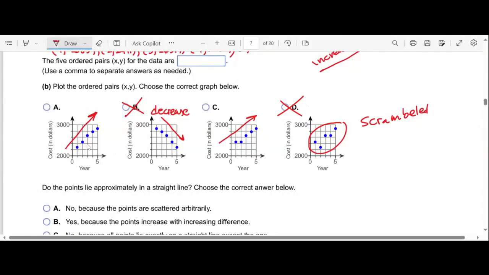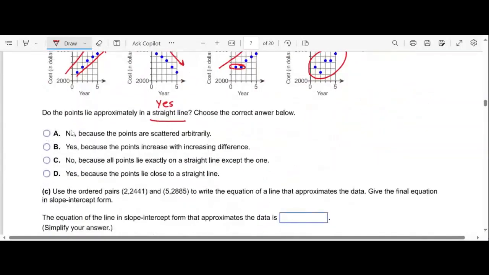So we are only left with two choices. But you can see here this one is almost the same, and if it's almost the same, then we eliminate this one. But this one looks like it's going in a straight line, so definitely this will be the right answer. Do the points lie approximately in a straight line? The answer is yes. It's in a straight line.